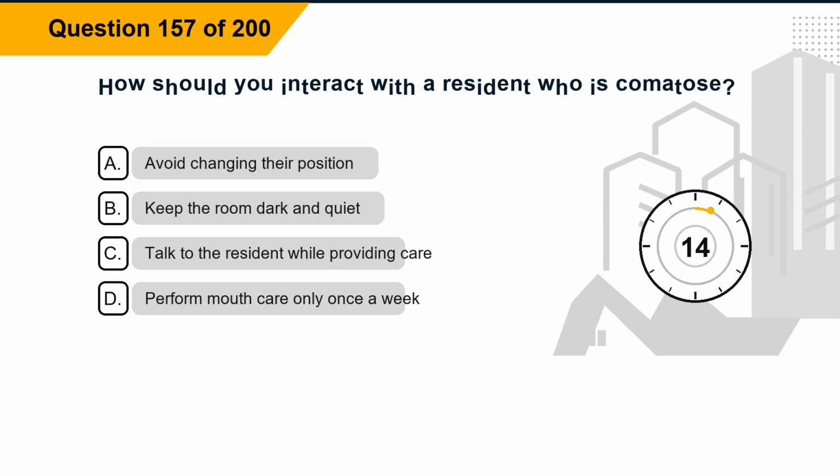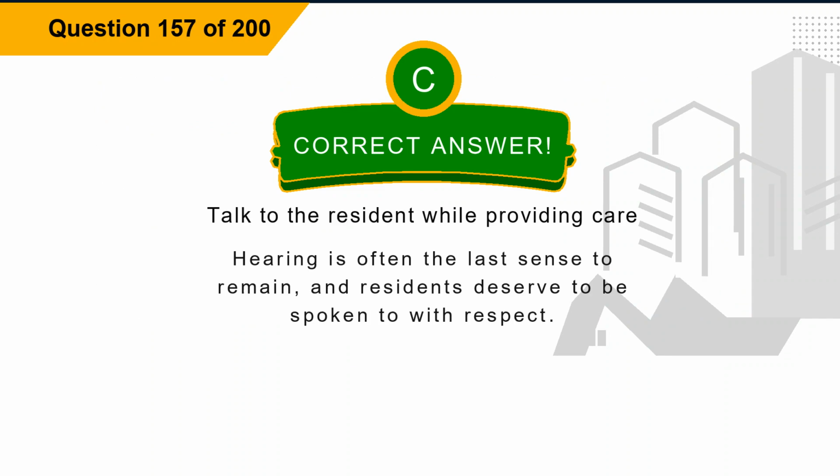Question 157. How should you interact with a resident who is comatose? Option A, avoid changing their position. Option B, keep the room dark and quiet. Option C, talk to the resident while providing care. Option D, perform mouth care only once a week. The correct answer is option C, talk to the resident while providing care. Explanation. Hearing is often the last sense to remain, and residents deserve to be spoken to with respect.